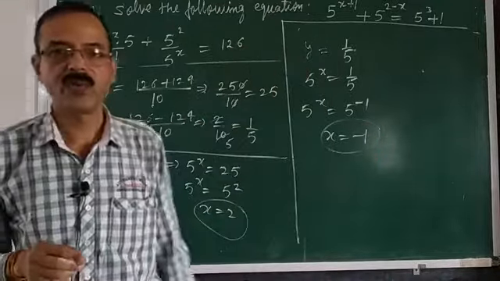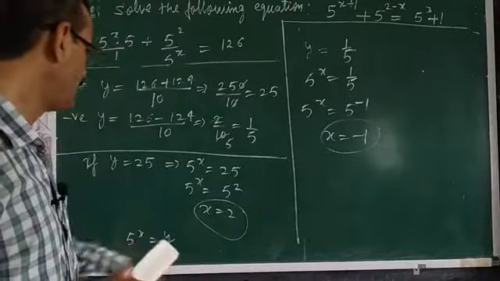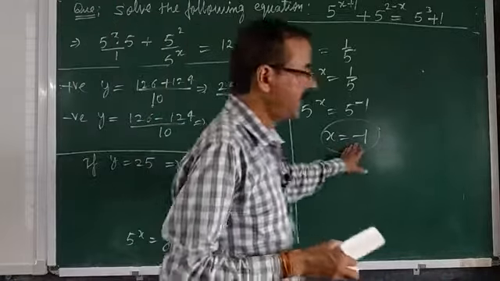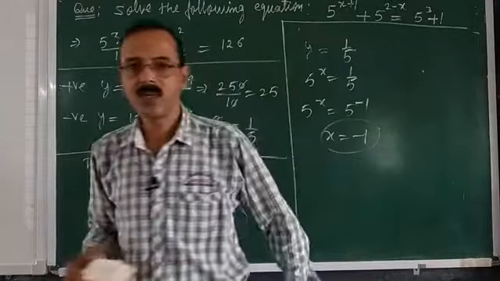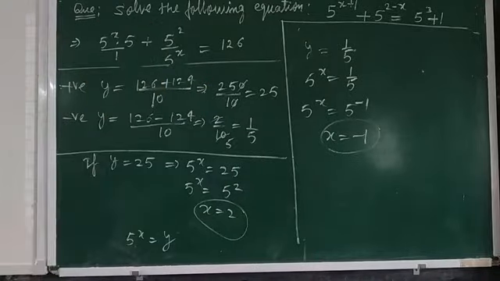So this way we found two values of x. One is 2 and one is minus 1. So this was the method to solve this type of question. So students, I am going to take one more question.